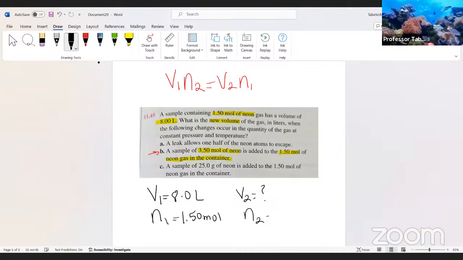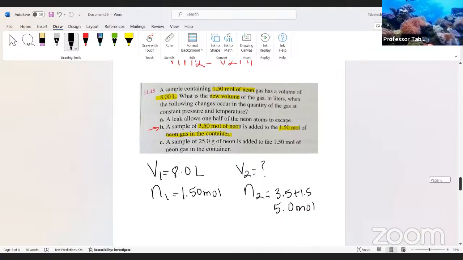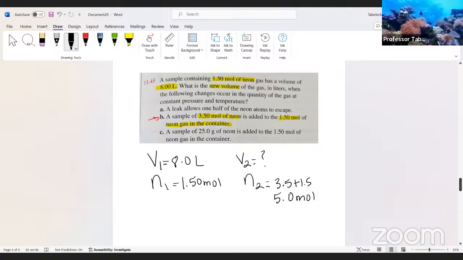What is the new volume when a sample of 3.5 moles of neon is added to the 1.5 moles of neon gas? So in other words, you're adding the 3.5 plus the 1.5 to give us 5.0 moles, okay? That is your final mole number. You have to learn to read between the lines of what they're giving you and not overthink this, okay? They're just telling you that they added 3.5 additional moles of gas to this container. So that's how you end up with 5.0 moles.